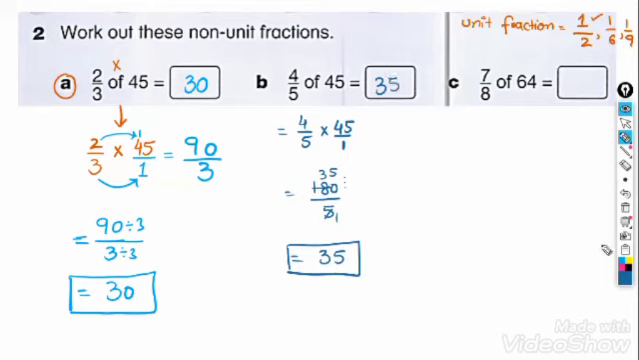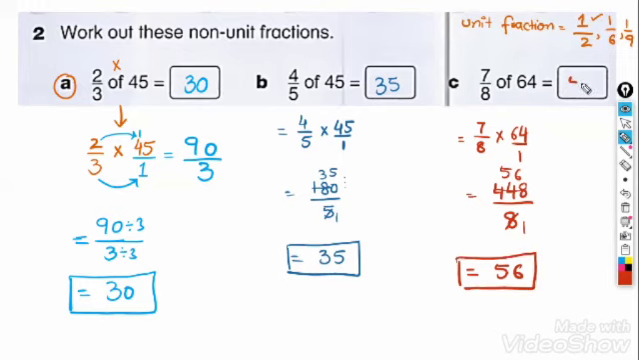Last one. It will be 7 upon 8 multiplied by 64. Now do the same procedure. 7 times 64 will be 448 divided by 8. Now cut it with this one. 8 1 times is 8. 8 5 times is 40. 8 6 times is 48. So it will be equal to 56.